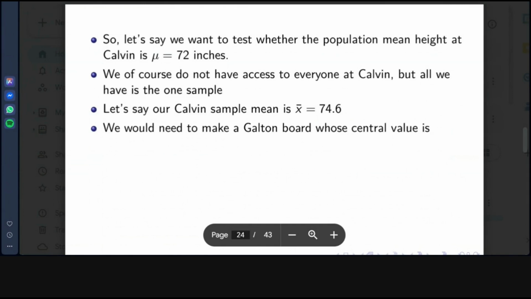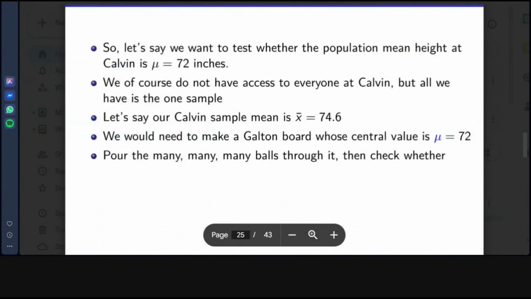All right. So of course we don't have access to everyone, but we have a sample of people from Kelvin. We have one sample. So our Kelvin sample mean, x bar, is 74.6. So I hope you realize why 74.6 is given the symbol x bar. It's not new. This is a sample mean. You have a sample of people from Kelvin. That mean was 74.6. The thing you're trying to test is whether the population mean value is 72 or not. So you need to make a Galton board. And you make a Galton board whose middle is, yes, 72, not 74.6. The Galton board is always centered at the value of the population mean.